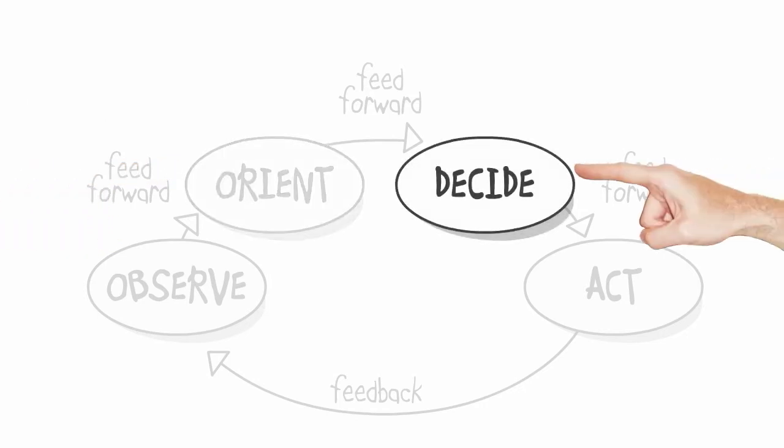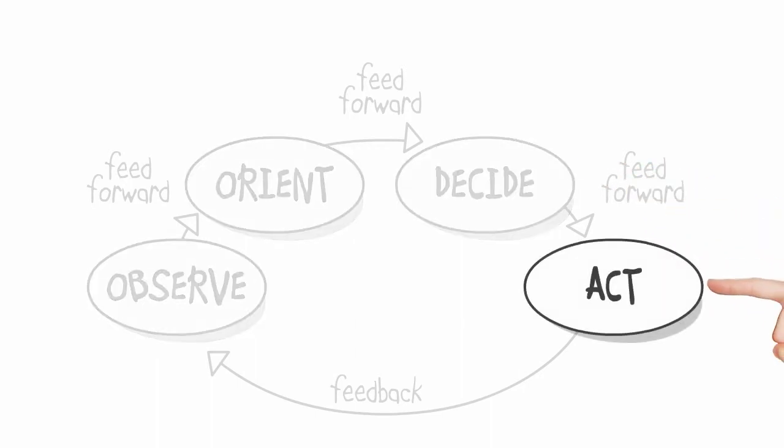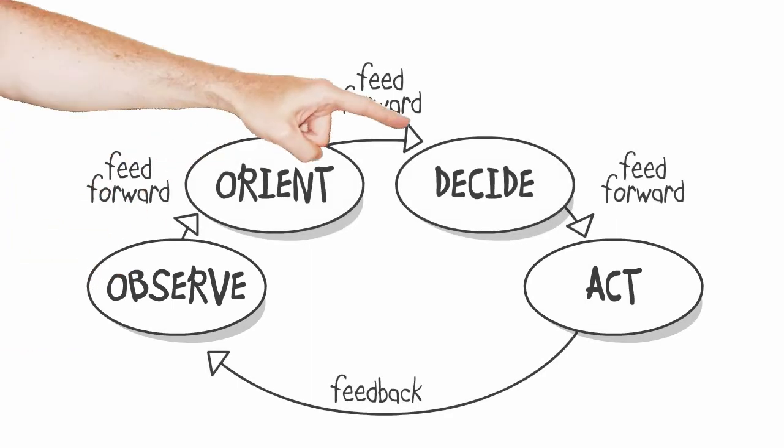Decide what to do based on your observation and orientation. And this leads you to act, where you implement your decision, which takes you back to observe what happens as a result of your action. So you can see why this is called the OODA loop.